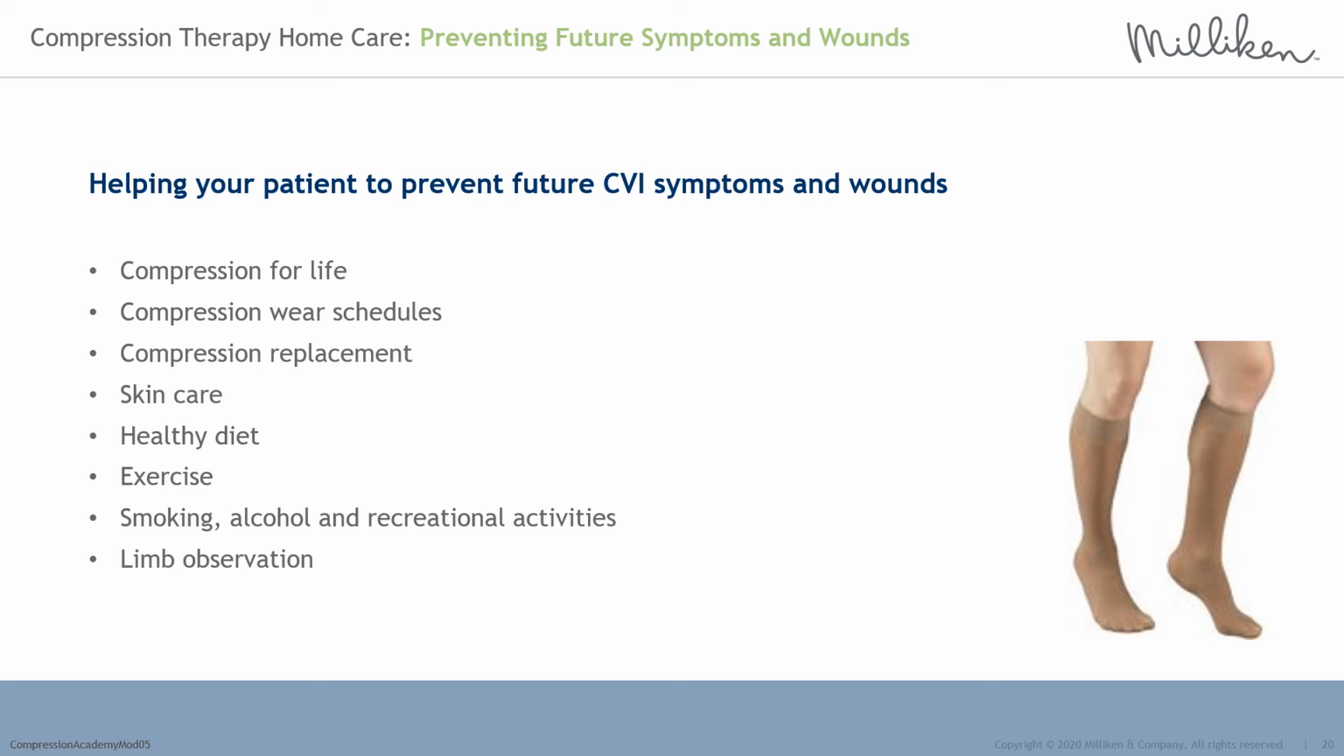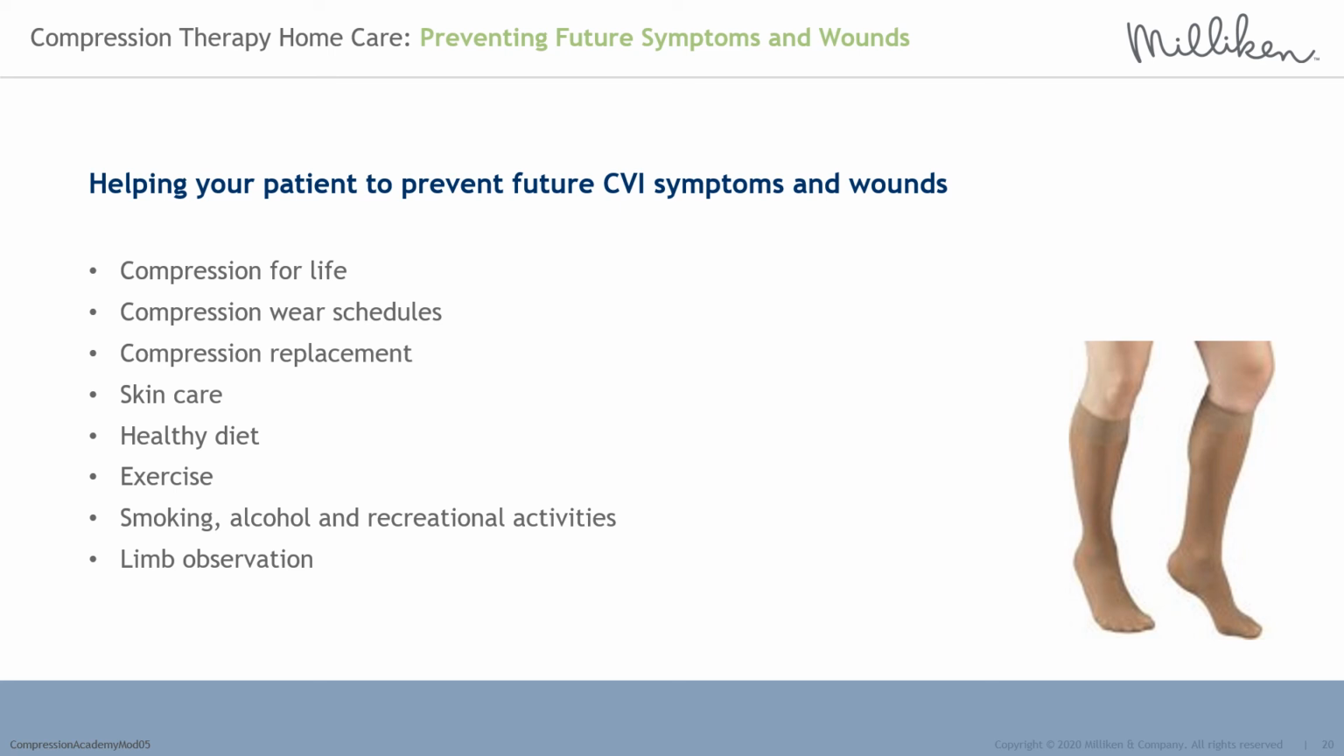Compression garments, stockings, socks or wraps should be replaced every 4 to 6 months. This timeline can differ from country to country. That they will be invited for a lower limb blood pressure check or an ankle brachial pressure index, usually on a yearly basis. Again, this differs from country to country.